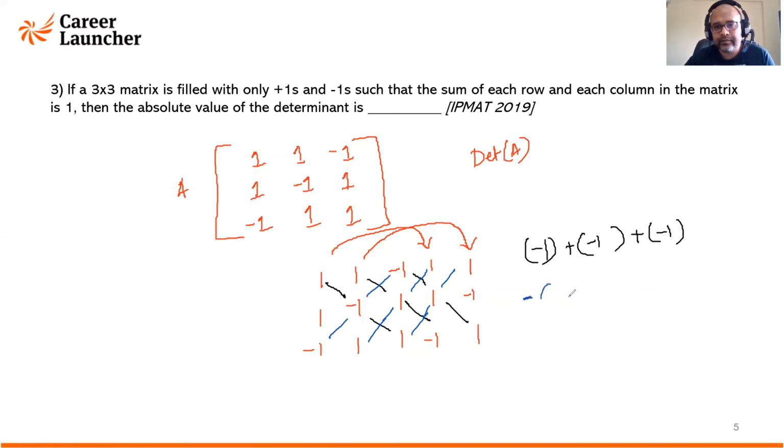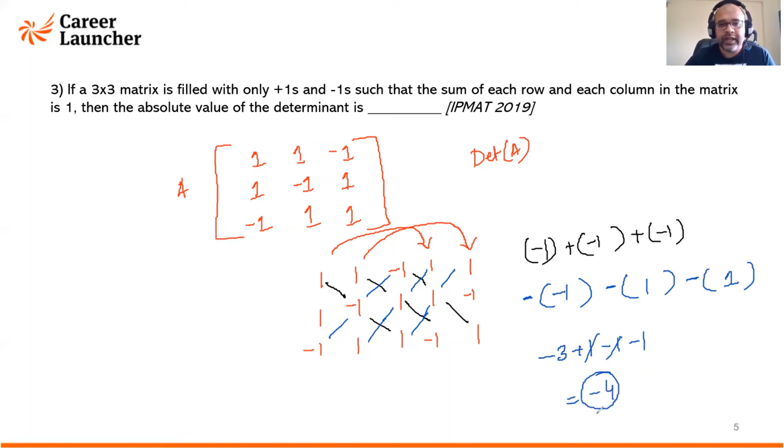Minus the first one, which is minus 1, minus 1, minus 1, which is minus 1. Minus again. Second is 1, 1, 1, which is plus 1. And third is 1, 1, 1 again, which is plus 1. So this becomes minus 3, plus 1, minus 1, minus 1. So clearly this becomes minus 4. Okay. So when this is minus 4, they are asking you the absolute value, which means the answer should be plus 4.